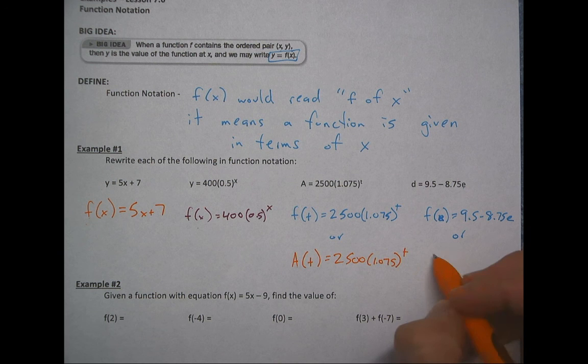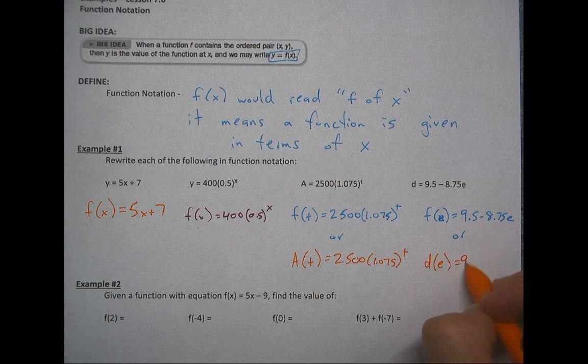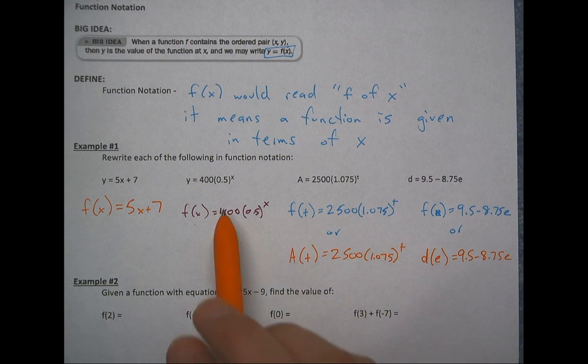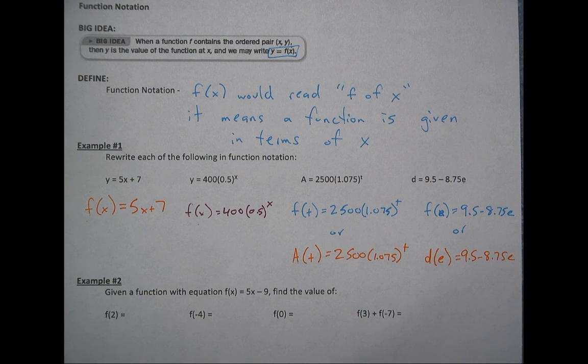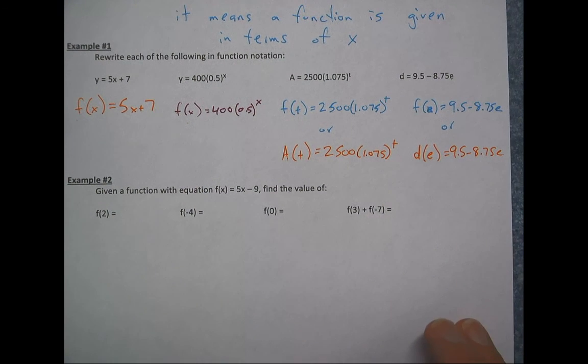Okay, we've got the variable d. So d of e equals 9.5 minus 8.75e. So notice the right side never changes. We're just basically changing the left side into function notation. Now at first you're like, well, that just seems pointless. Why am I doing all that?